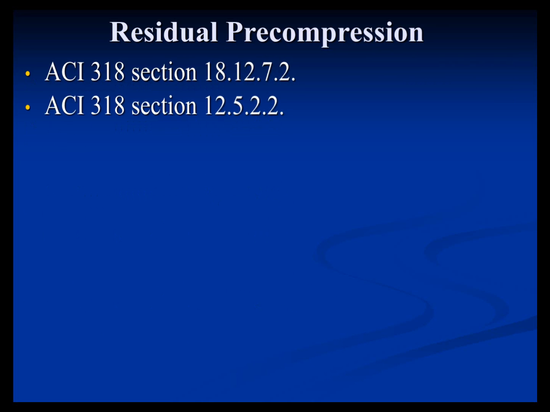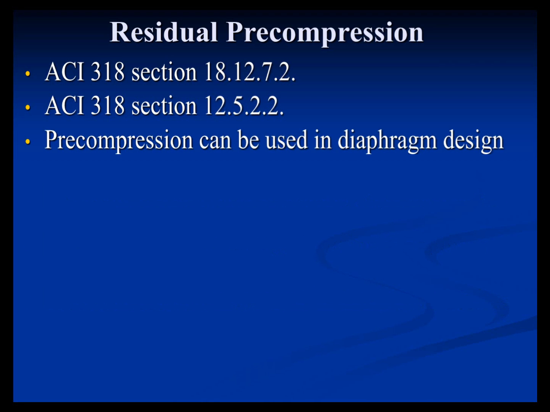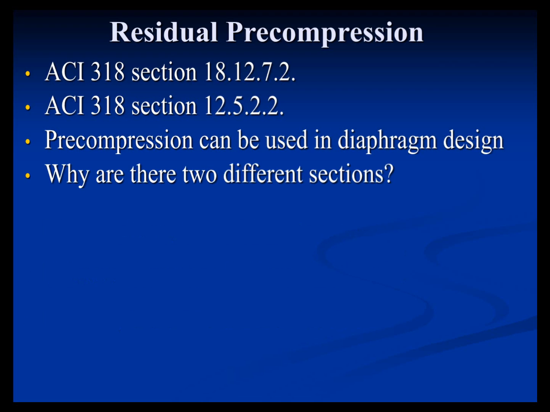So in general, residual precompression in your current 318 from ACI is covered in these two sections, 18.12.7.2 and 12.5.2.2. Now, the interesting part about this section of the code is that obviously precompression can be used in diaphragm designs. All reinforcement can be used in diaphragm designs, but there's a specific section that basically says precompression can be used. And the word precompression can cause a lot of misunderstandings in the use of this as a force for ultimate strength and other things. So I'll clarify that in a second.